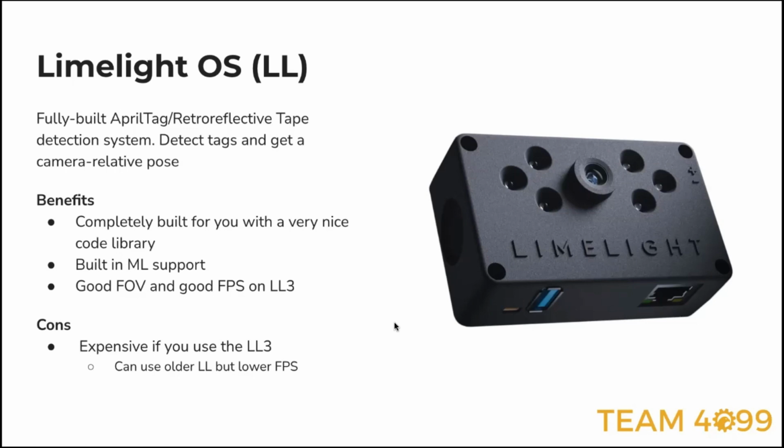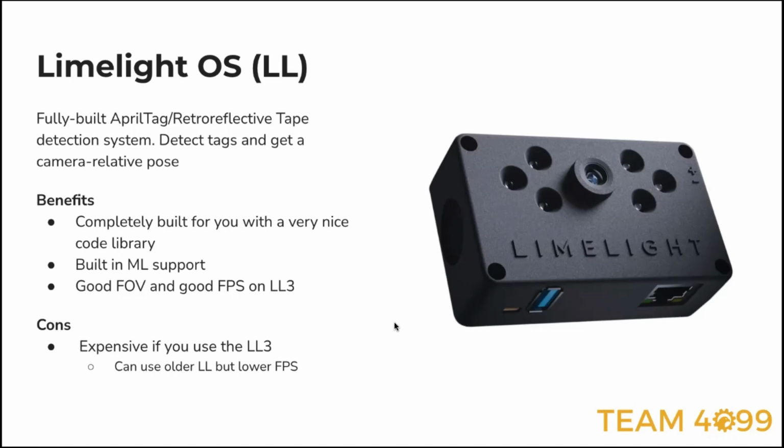So that's one of the benefits, is that it's completely built for you with a really nice code library to use. It also has other stuff. If you want to use machine learning, it has options for machine learning. You can upload machine learning models. It can detect stuff. The camera has a really nice FOV that works pretty perfectly on fields. And FOV is just the zone that a camera can see. So a wide FOV would be like a fisheye lens, and a really close FOV, you can only see stuff that's directly in front of you.